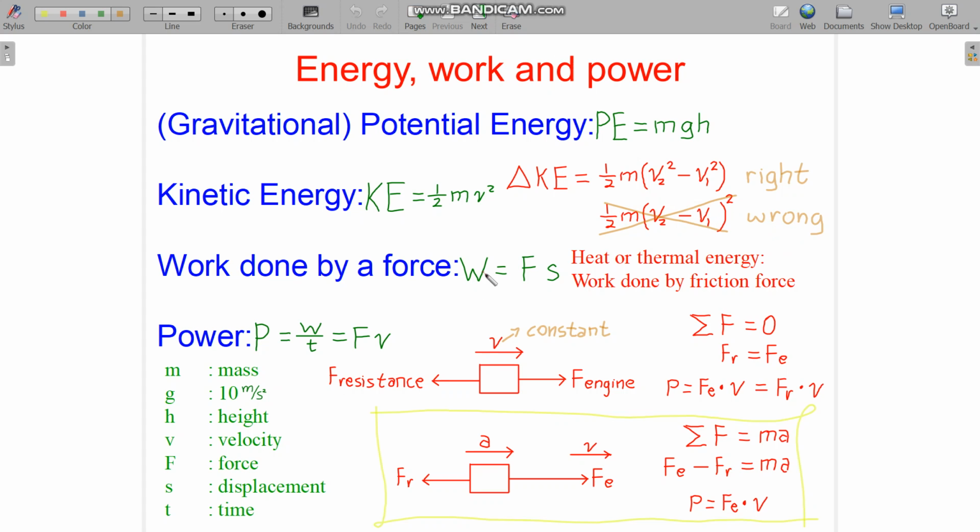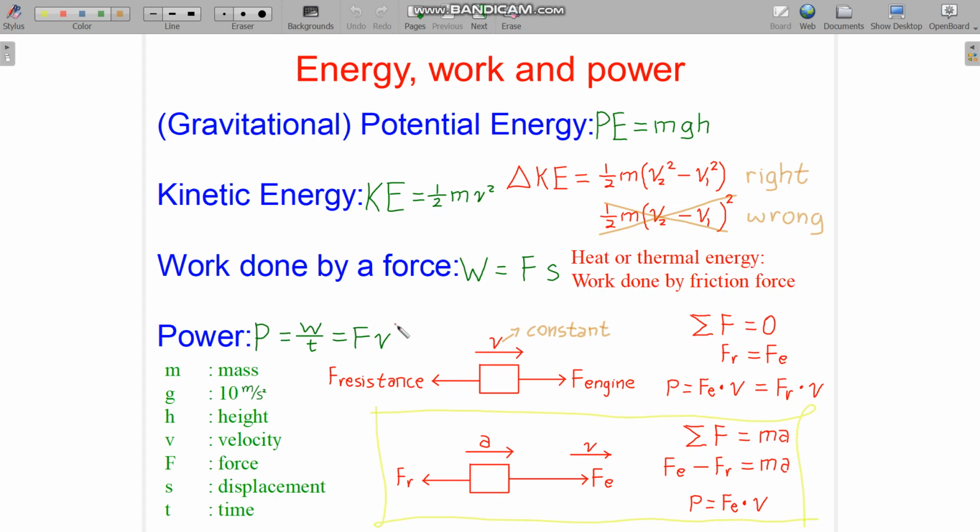Work done by a force, W, equals F times S. The work done by friction force is heat or thermal energy. Power, P, equals work divided by time, or force times velocity.